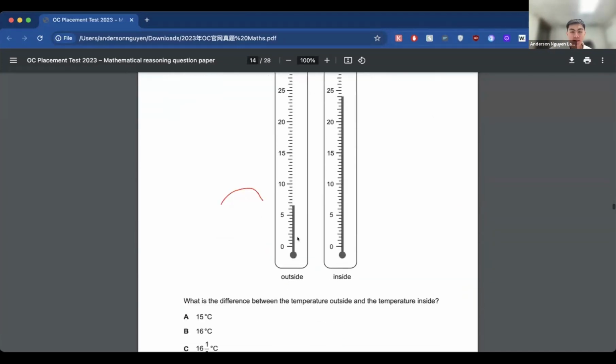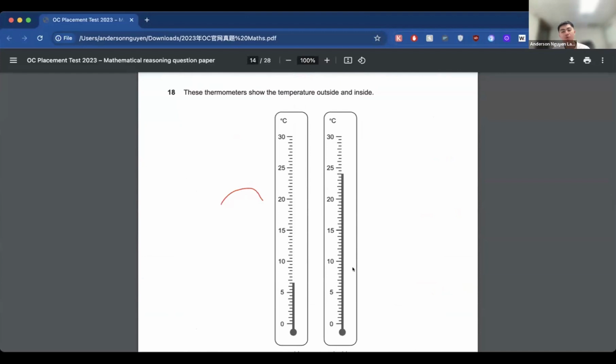So for question 18, guys, they ask what's the difference between the temperature outside and the temperature inside. So you just got to read where the notches touch. Okay. So for the left and the right, we see on the left, it is touching at a notch somewhere between, not quite halfway between 5 and 10, but it's close. For our second thermometer, we see that it's quite close to 25 and it's touching what we could see is a bigger dash.